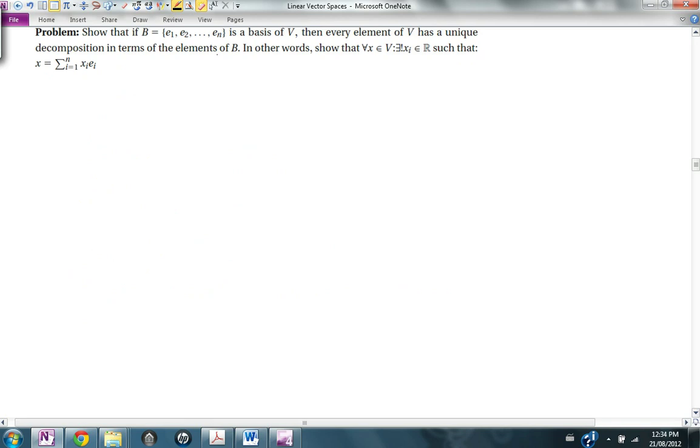Now, it has a decomposition in terms of the elements of B. We need to show the uniqueness of that decomposition. Or we need to show that any element in V can be expressed uniquely in terms of these elements e1, e2, e3, up to en.